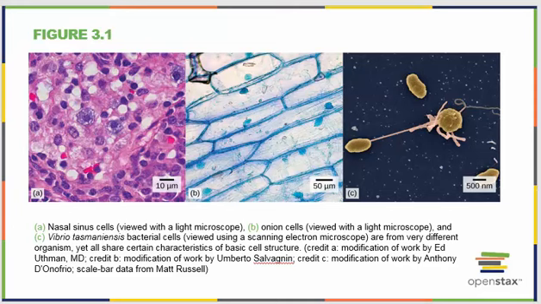On the far left, you can see a nasal sinus swab from a human. In the middle are highly structured onion plant cells, and off to the right, you can see some bacteria. We'll examine all three of these before the video is done.